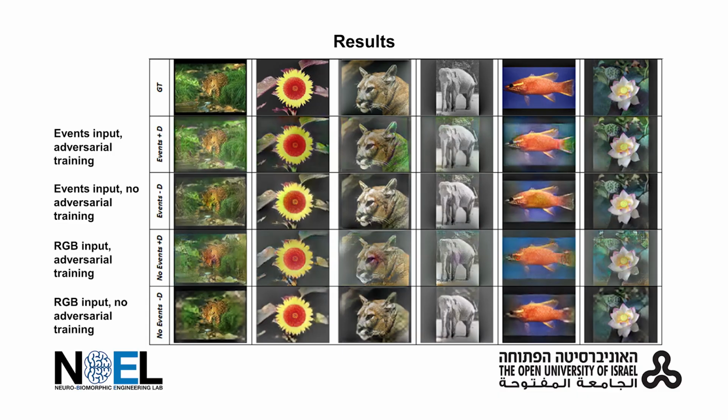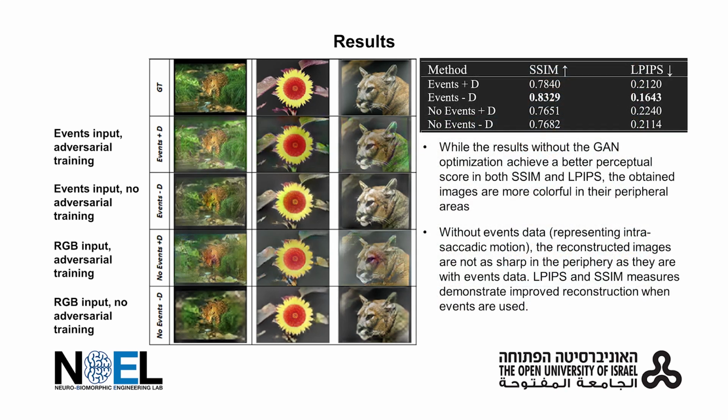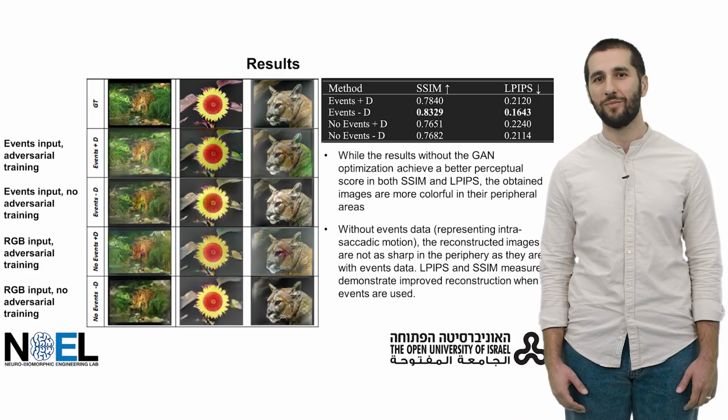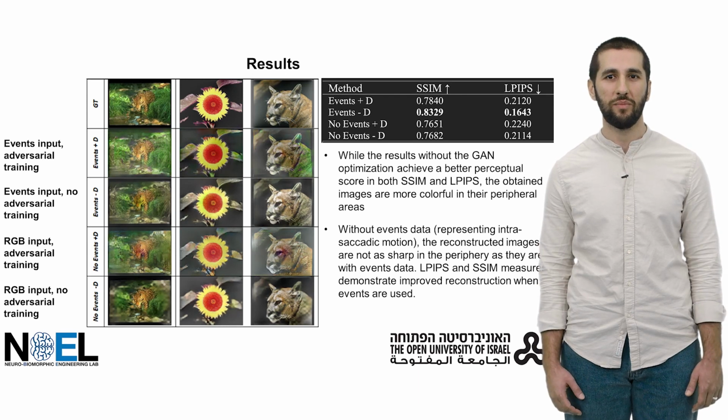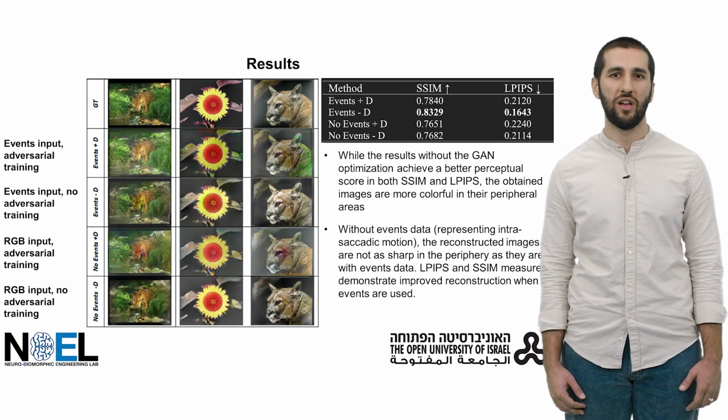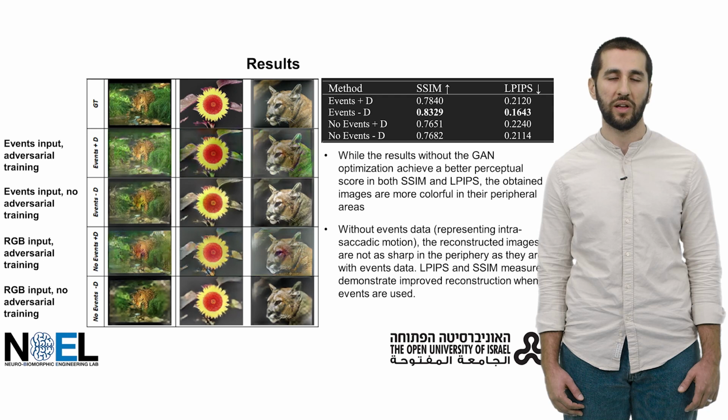To investigate the effect of intrasaccadic motion on the reconstructed images, we further trained our model with foveated RGB data without events. While the results without the discriminator optimization achieve better perceptual scores in both SSIM and LPIPS, with the discriminator, the obtained images are more colorful in their peripheral areas. The reason for this may be that many images in the dataset have large greenish areas in their background.